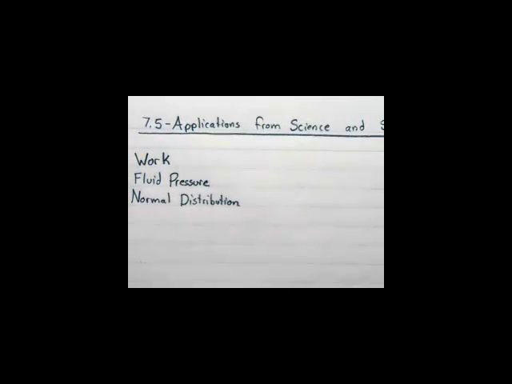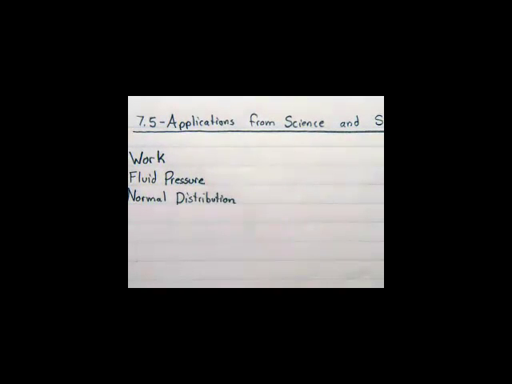Those of you that are in or have been in physics, what is work defined as? Not to put you on the spot or anything, but do you remember the formula for it? Work equals what times what? Force times the distance. Yep. Good.